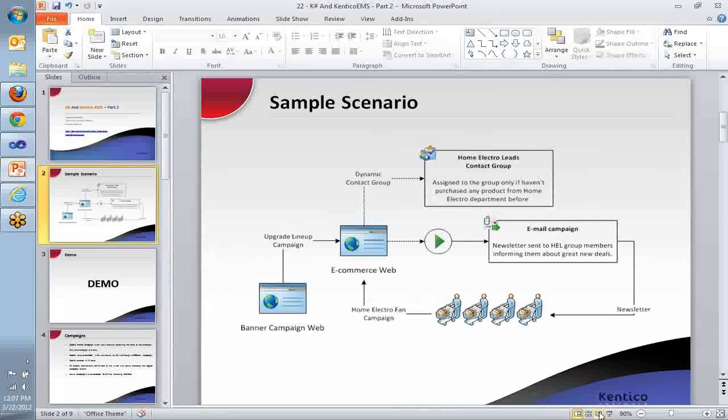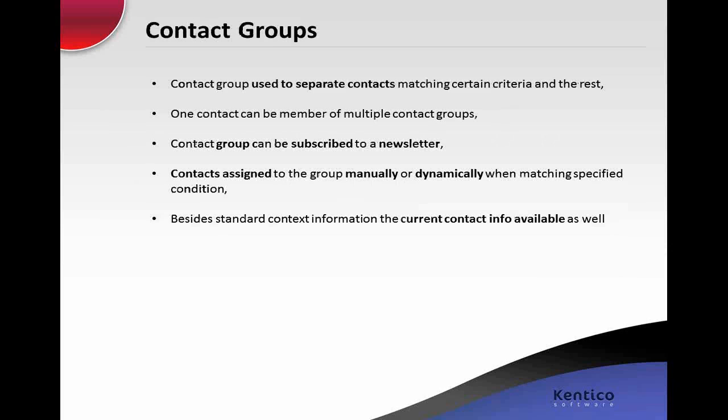Before we take a look in the CMS desk at how it's set up, let's cover a few things about contact groups in general. First of all, contact groups in Kentico CMS are objects that enable you to group contacts according to specific criteria. One contact can be contained in several different contact groups that you can later subscribe as a whole group to receive an email as part of the company's email campaign. Contacts can be assigned to the group either manually or dynamically.